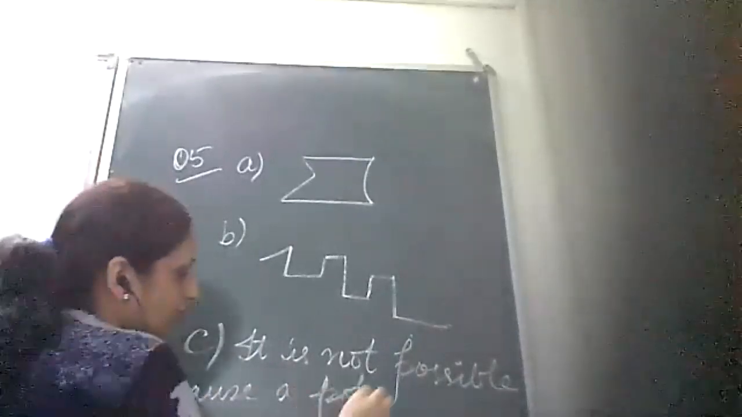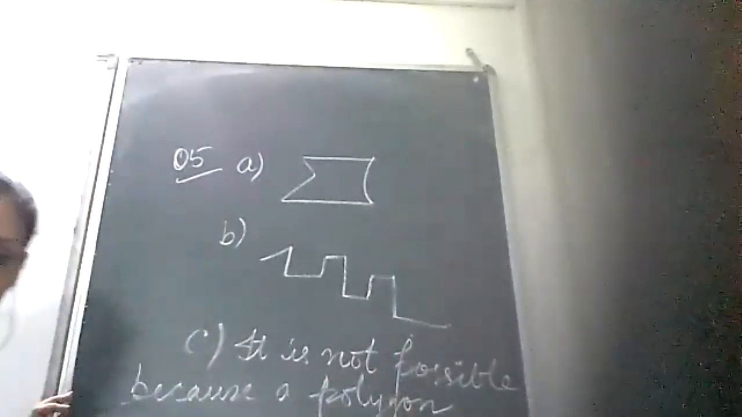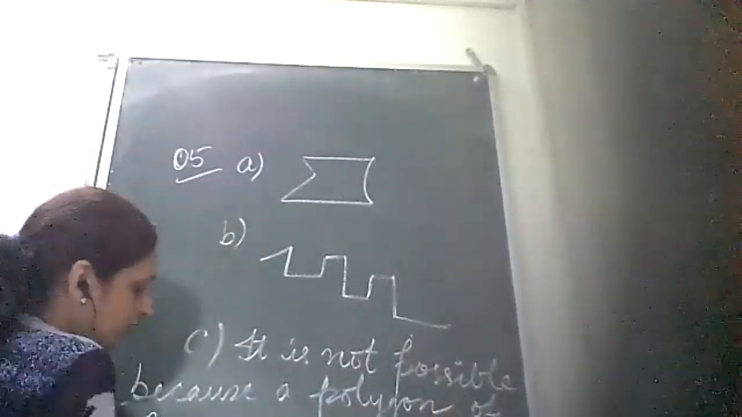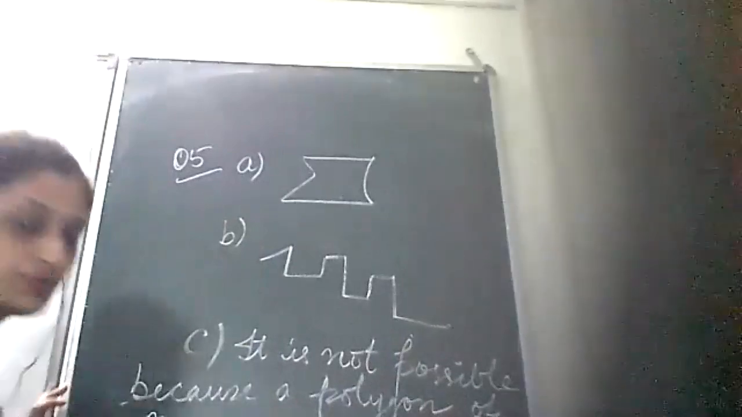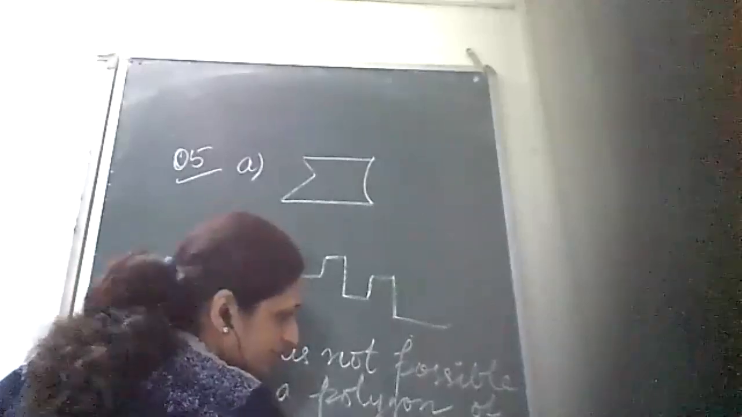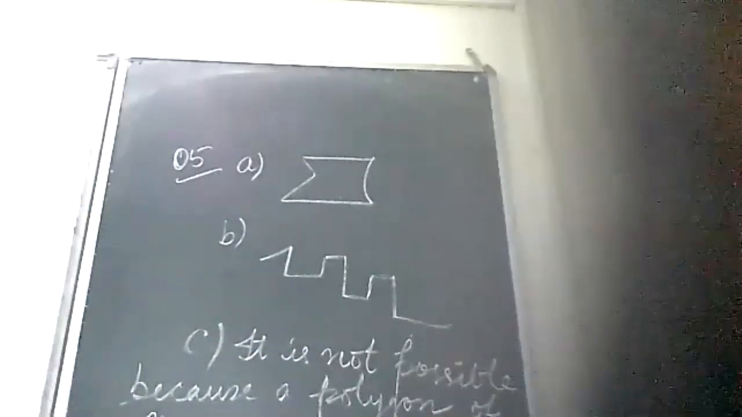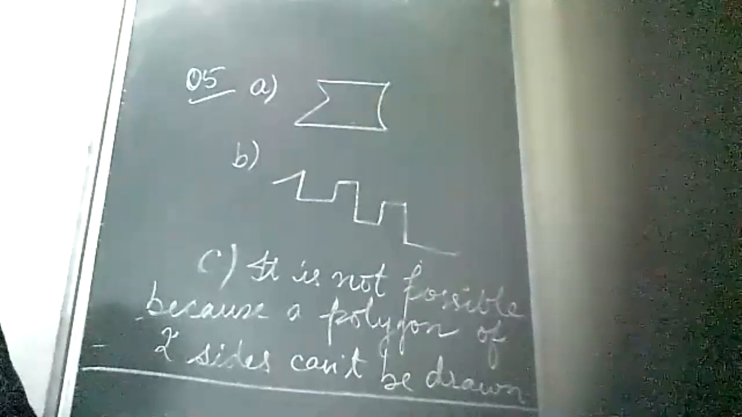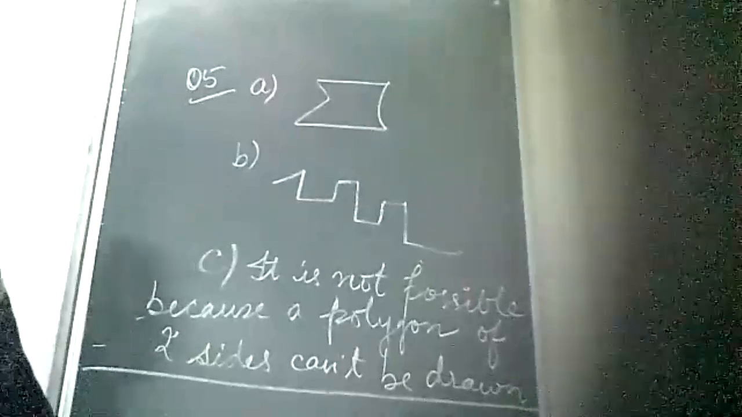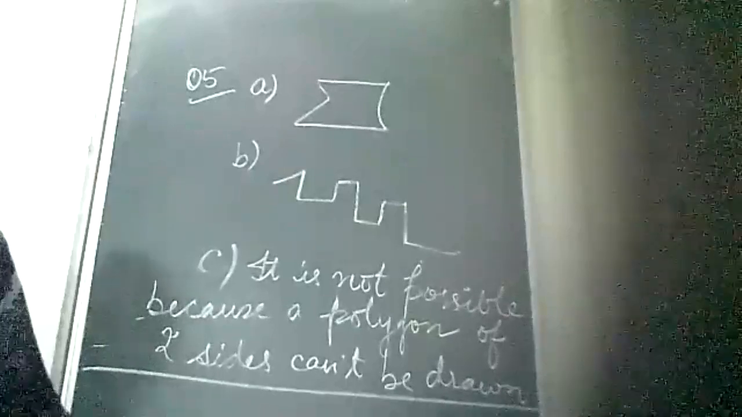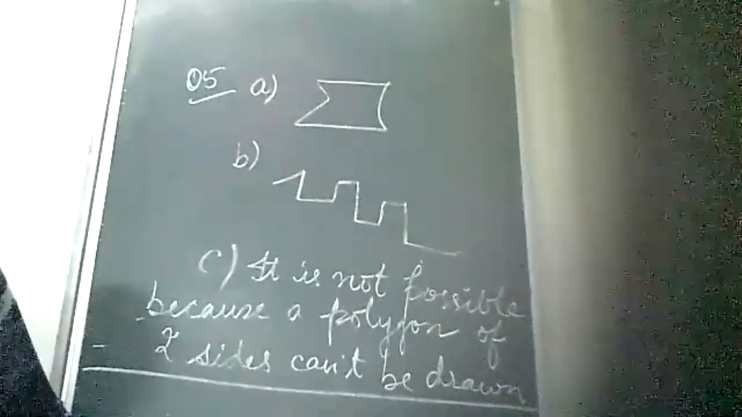It is not possible because a polygon with two sides can't be drawn. Clear? Because we know already that polygons always start with three sides. Three-sided polygon, the minimum sides should be three, that is a triangle. So it cannot be a two-sided figure.